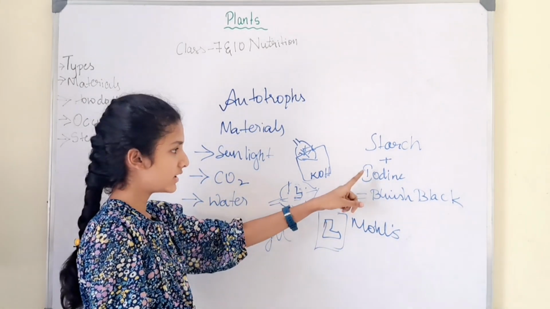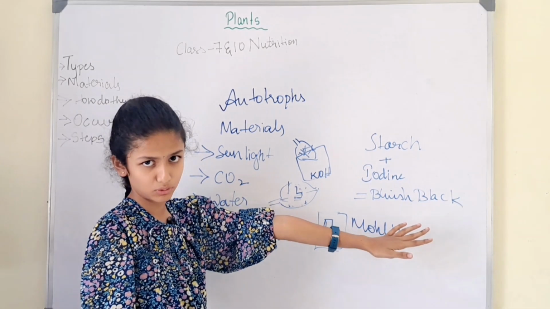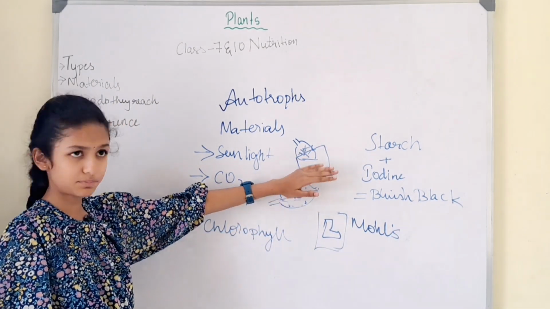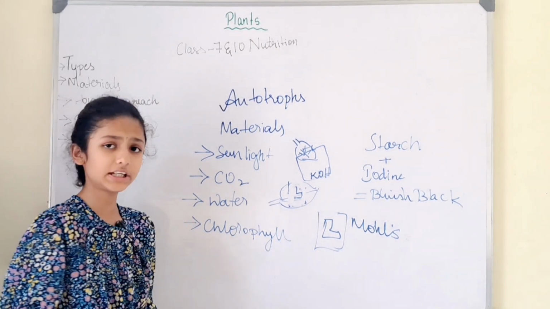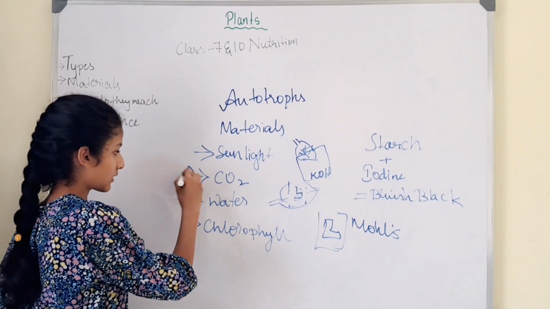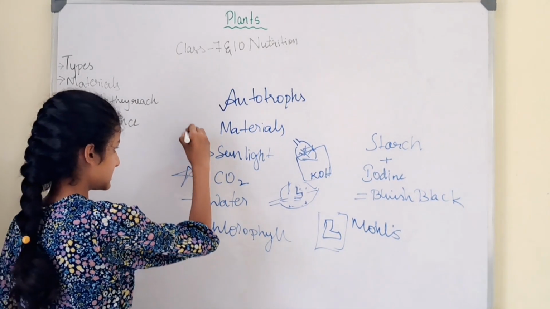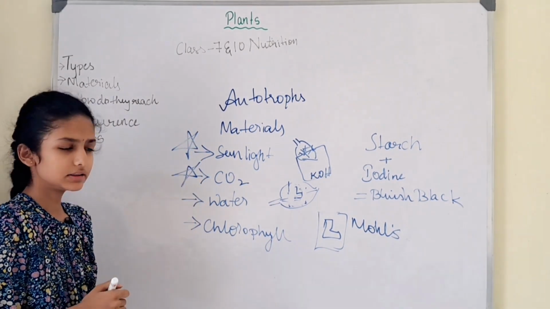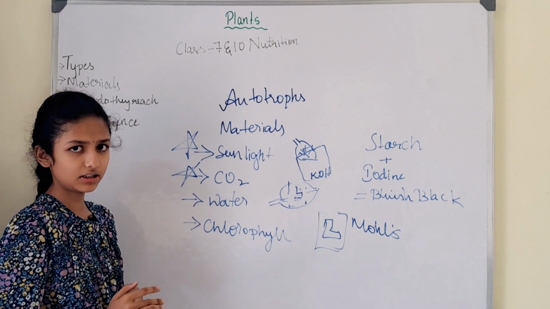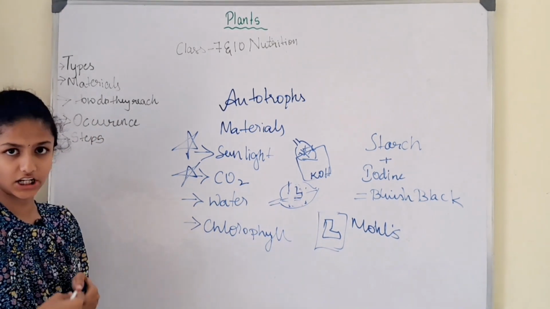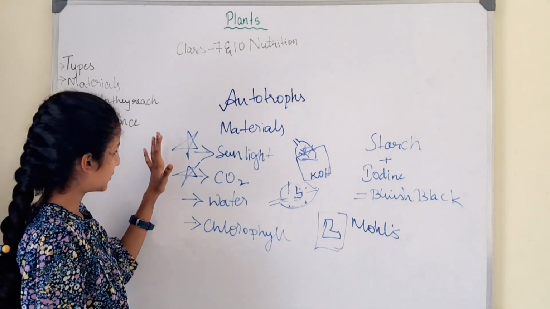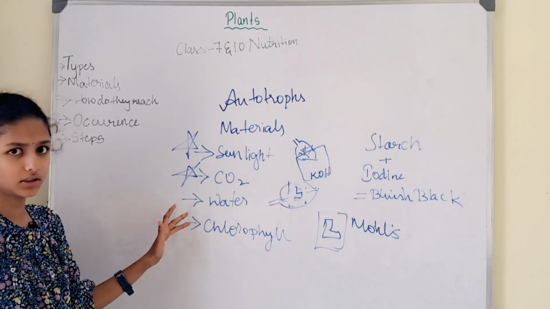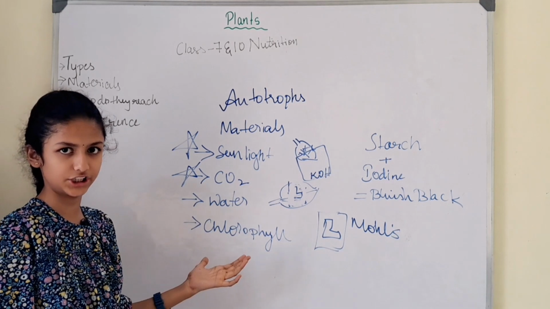No. Iodine when it reacts, it doesn't turn bluish black. So if you check this portion of the leaf, it will not turn bluish black. Hence we can prove that carbon dioxide is essential, sunlight is essential, water is also essential, chlorophyll is also essential. Now for water, we don't have experiments, but we know that it is essential.